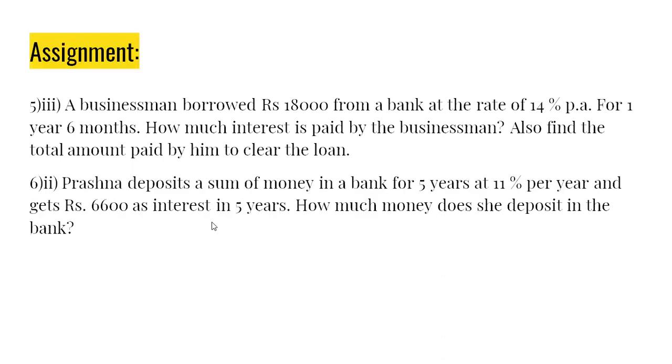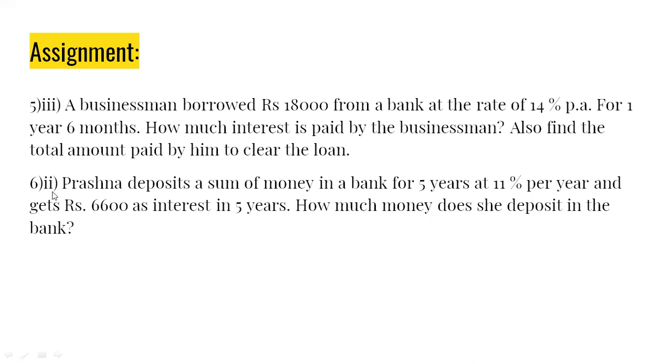And here next are the assignment, these two questions, number 5 and number 6. A businessman borrowed rupees 18,000 from a bank at the rate of 14% per annum for 1 year 6 months. 1 year 6 months means you can write 1.5 years, or you can convert into a mixed fraction also. And how much interest is paid, find interest, and also find the total amount paid by him. That means find the amount also: amount equals P plus I.